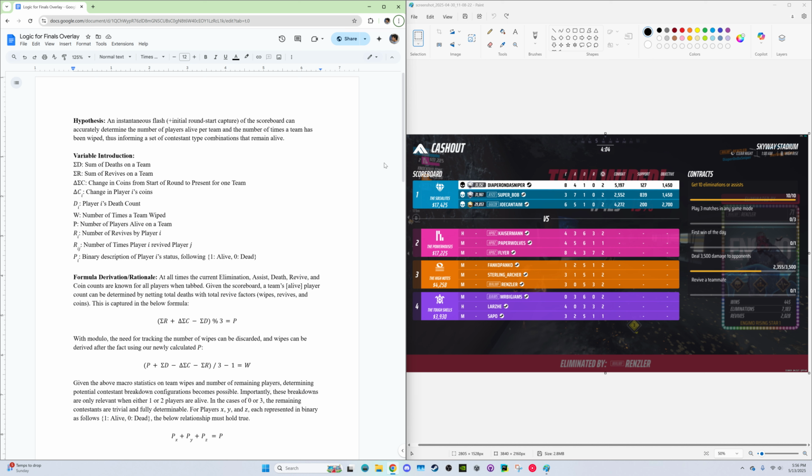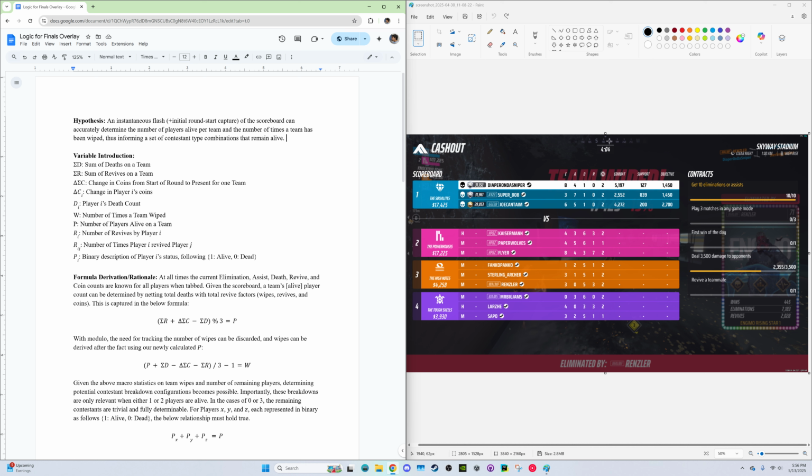But basically our idea is that, starting with the hypothesis, we believe that if you have just a single flash, it doesn't even need to be several scoreboards gathered together and then making inferences based off of that. Oh, this guy got a kill at this point in time, this guy got a kill later, so in sum this guy got this many kills and whatnot. We don't need to do any of that. Our idea is just that you press tab once at the beginning of the round so we know how many coins everyone started with, and then you press tab at the time you want to calculate everything.